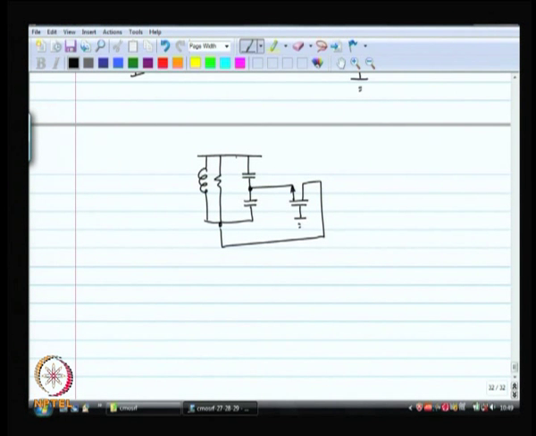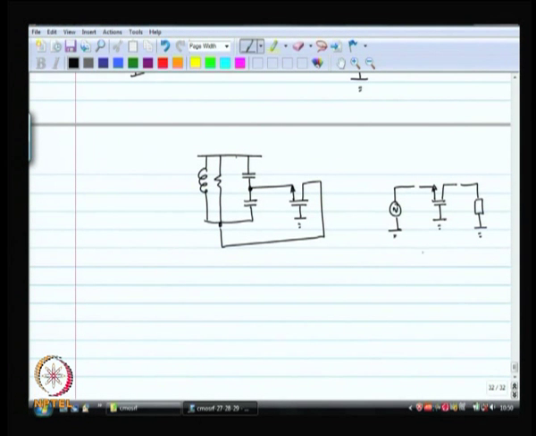Right, this is the common gate structure. Remember? You put your input here and you see your output there. This is the common gate structure. There is the gain of the common gate amplifier.